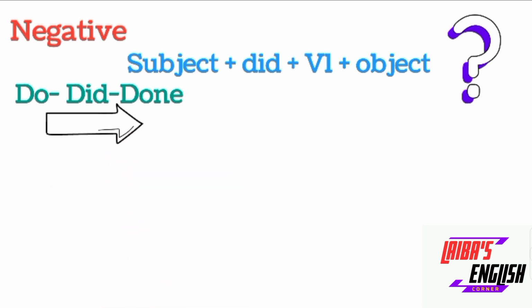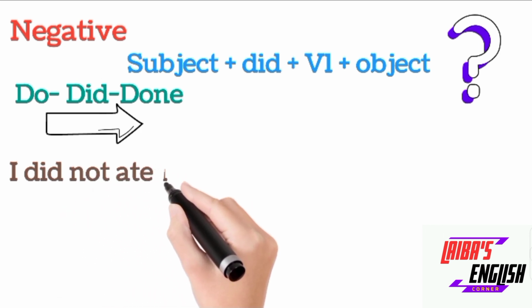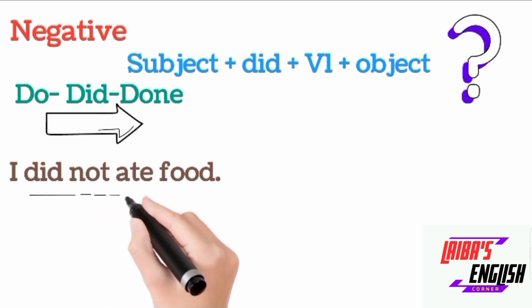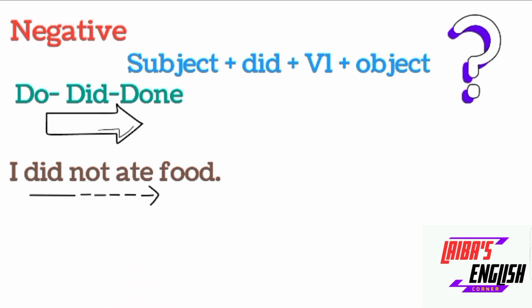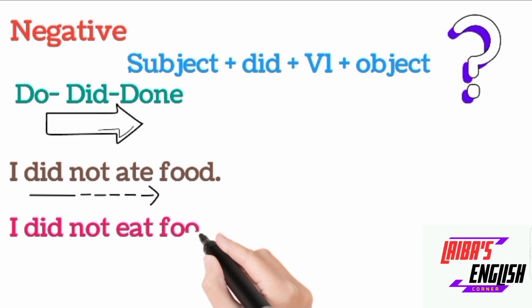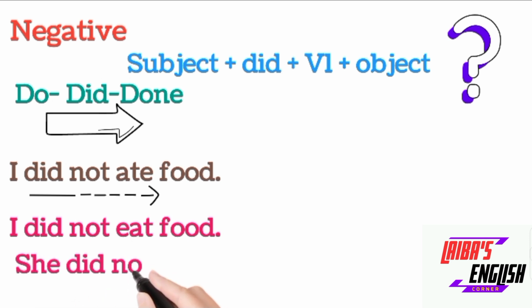So the thing is that whenever we are making a sentence, we have to use second form for once. For example, do second form is did. So we are using did as a helping verb. So second form is already used, so we will not use the second form of verb. For example, I did not ate food. This is wrong. Why? Because did is second form, ate is also the second form, so this is the incorrect sentence. The correct sentence is I did not eat food.